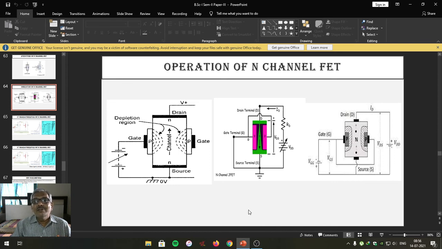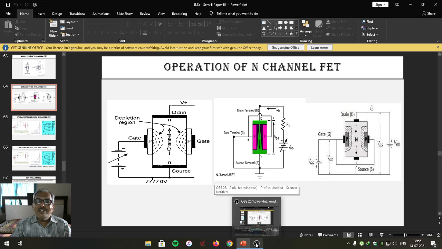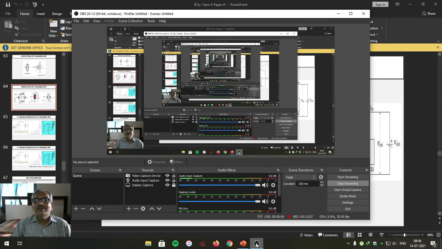Student friends, that's all about the operation of N channel FET, and I request that you prepare yourself about the working, operation and biasing of P channel FET. While preparing that particular aspect, that is the operation of P channel FET, if you have any doubts, any problem, try to contact me on my mobile number, on my Gmail ID, and also on the WhatsApp group.